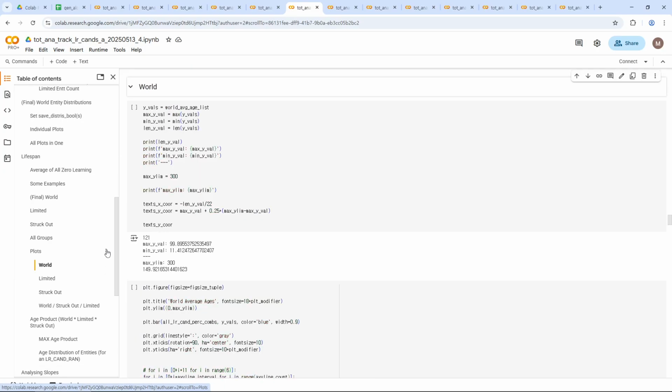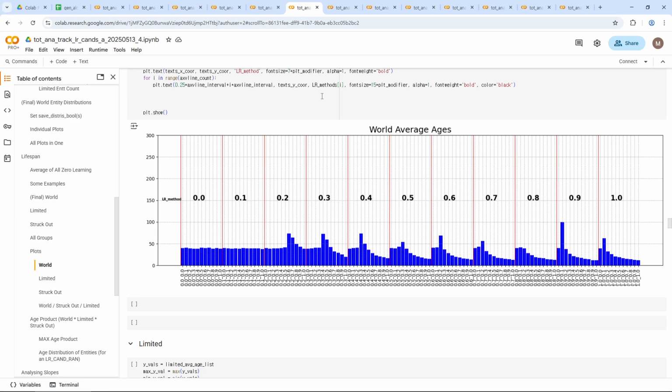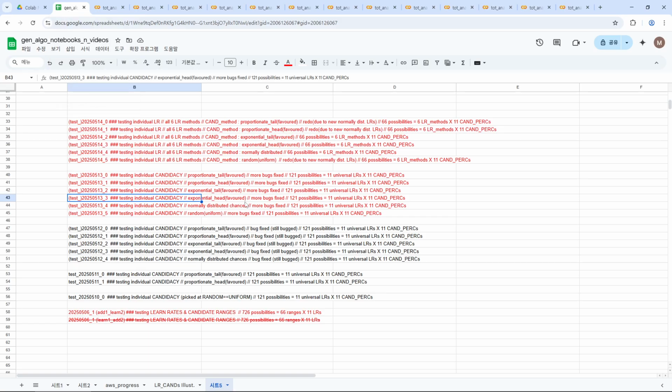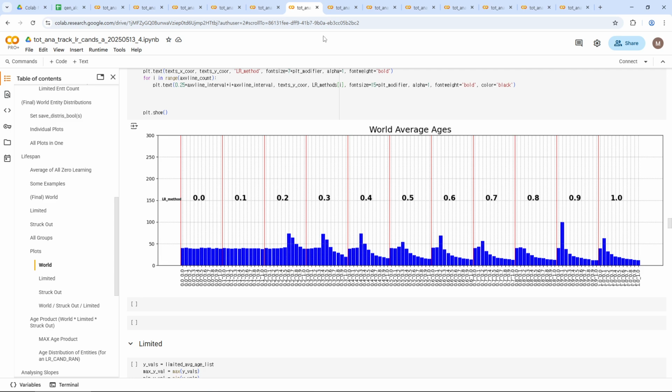And lifespans, average ages for world. This is very different. This is normal, right? Normal distribution. Yeah. And we don't have any. Oh, we have this, which I think is quite unusual.